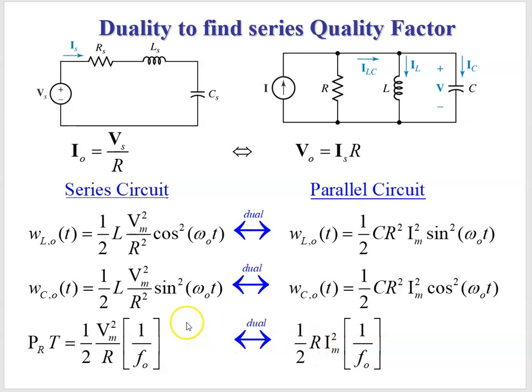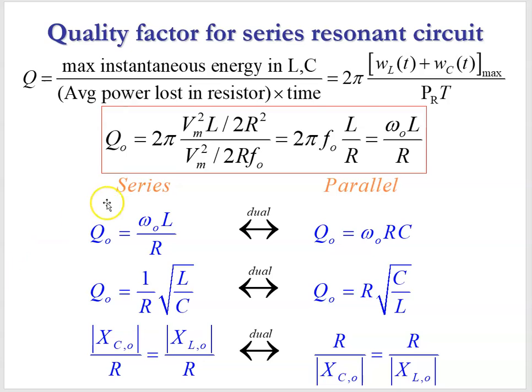Our quality factor, of course, is the sum of the energy, or all of the energy, divided by the power. When we sum these two, they both have the same coefficient, and our sine squared plus cosine squared was equal to 1, so we just have the sum of these. We remove the 1/2 factor, and we have L Vm squared over R squared divided by this term here, and that's going to give us our quality factor, similarly to what we did with the parallel RLC, and it should turn out to be the dual of that.